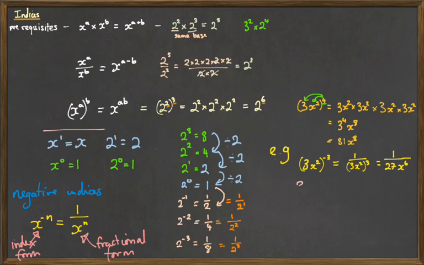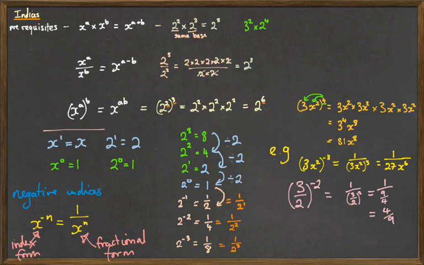Another example. 3 over 2 to the power of minus 2. We can do it in two ways. We could write this as 1 over 3 over 2 squared, which is 1 over 9 over 4, because 3 over 2 squared is 3 over 2 times 3 over 2. 1 over 9 over 4 is just 4 over 9. I'll explain why that's true soon.